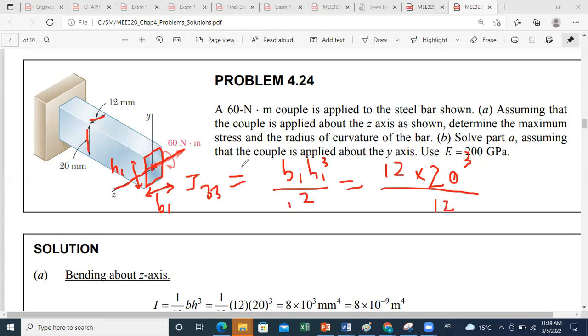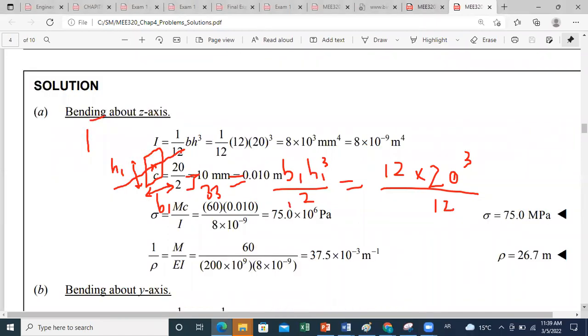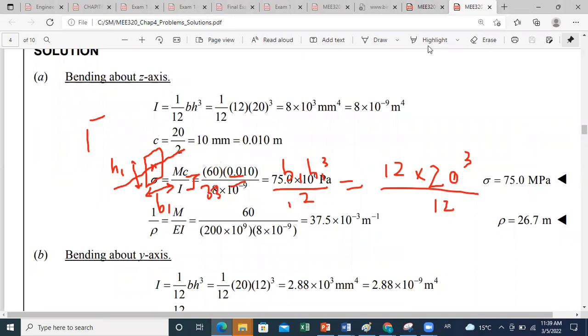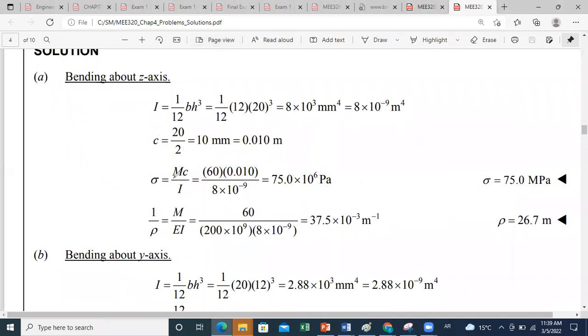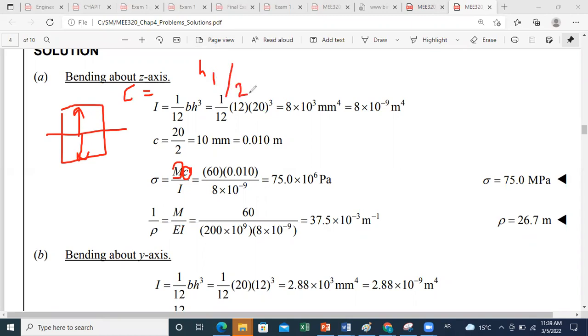Now, in order to find what is the maximum stress, knowing the value of the moment, we can use the formula that sigma maximum is equal to the bending moment times the farthest distance from the axis over the inertia. And here, because you have a rectangular cross section, C1 and C2 are equal. Okay, so C will be just equal to h1 over 2, the height over 2. So it's 20 over 2, which is 10. Okay, so here C is 10.